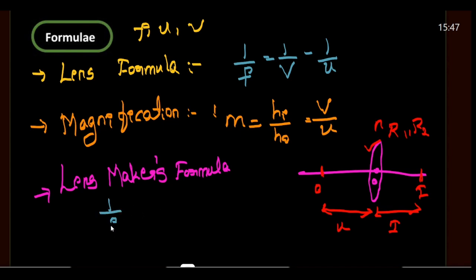That is 1 by f is equal to n minus 1 into 1 by r1 minus 1 by r2. So this is the lens maker's formula. Whenever we are substituting values in this, we just need to consider the sign convention. So how does this sign convention work here? It is the same as for spherical mirrors, but there is one difference in the sign convention.